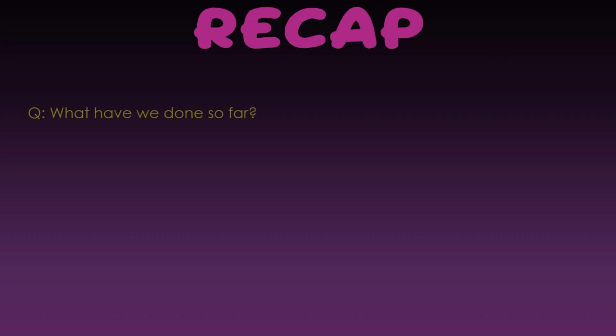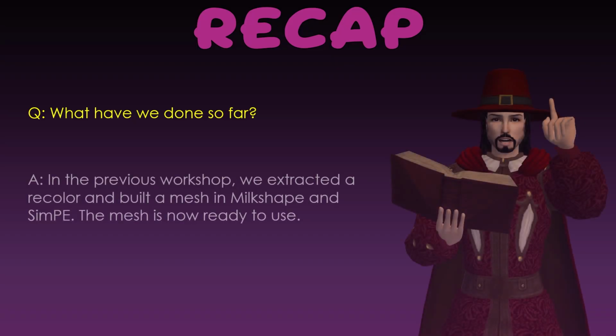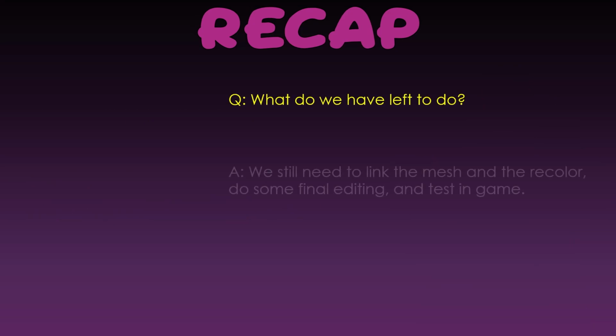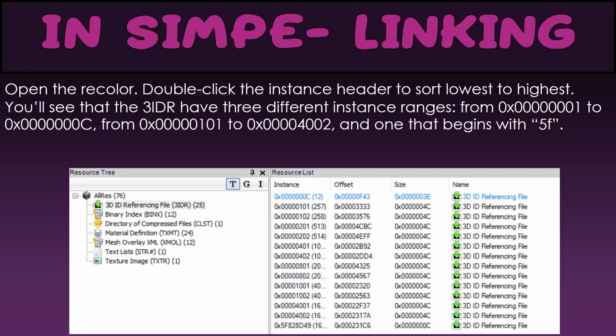What have we done so far? In the previous workshop, we extracted a recolor and built a mesh in Milkshape and SimPE. Now the mesh is ready to use. What do we have left to do? We still need to link the mesh to the recolor, do some final editing, and test the mesh in game. How do we do this?